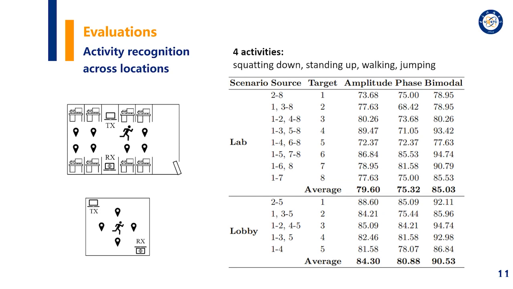We set up 2 scenarios for activity recognition, a lab and a lobby. The volunteer performed 4 activities at 8 locations in the lab and 5 locations in the lobby, and each activity was repeated 20 times. In the lab, 7 locations were taken as the source domains and the left one as the target domain. In the lobby, 4 locations were taken as the source domains and the left one as the target domain. We used the source domains and 1 sample per activity in the target domain to train the adaptation model and tested on the target domain.